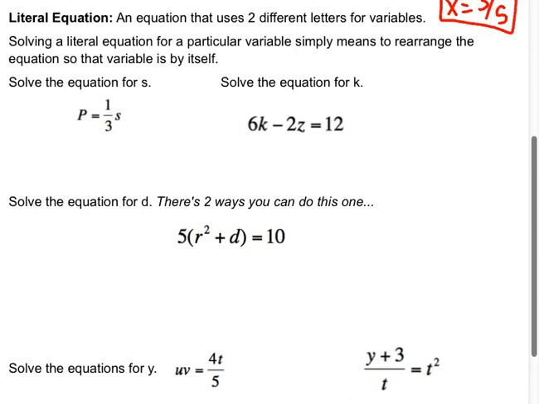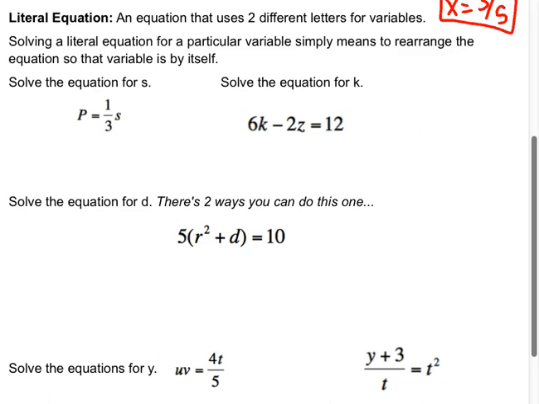So that's just solving an equation, right? Now, there is another kind of equation, and you probably haven't heard it called by this name before, but you do have some practice doing this. So a literal equation. A literal equation uses 2 different letters for variables. It has 2 variables in it. Solving a literal equation for a particular solution simply means to rearrange the equation so the variable is by itself. So in this case, when you have more than one variable and it says solve for one of them, basically all that means is get that particular one by itself, okay?